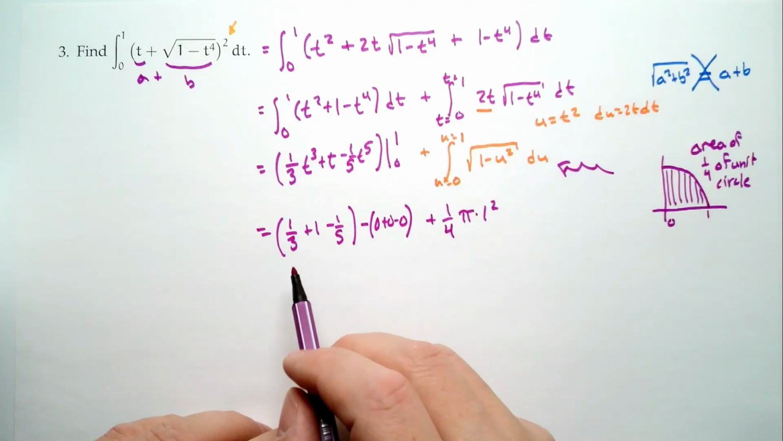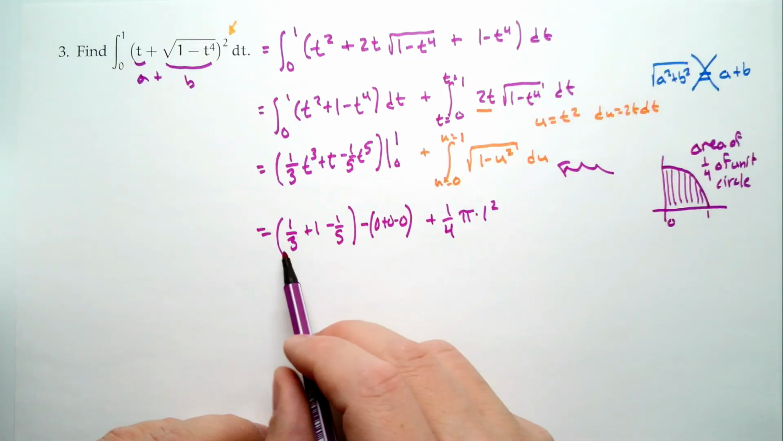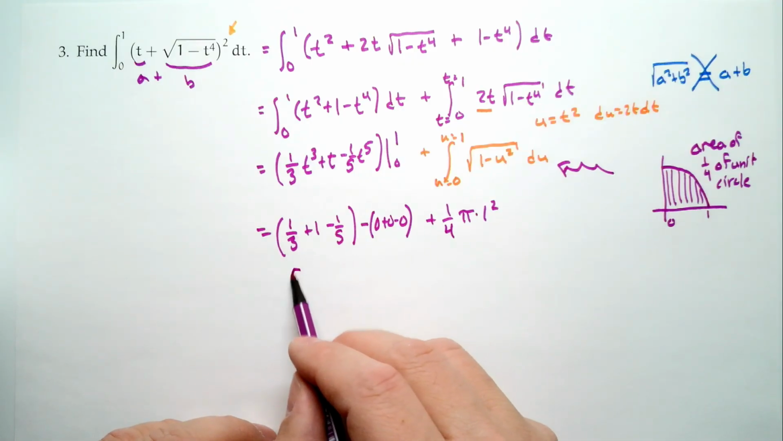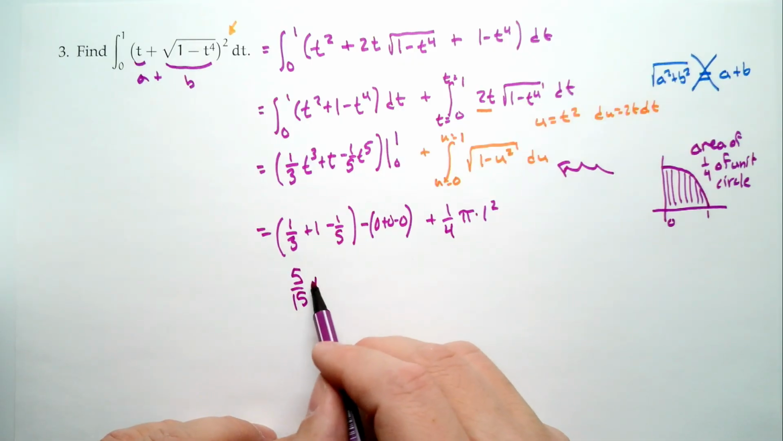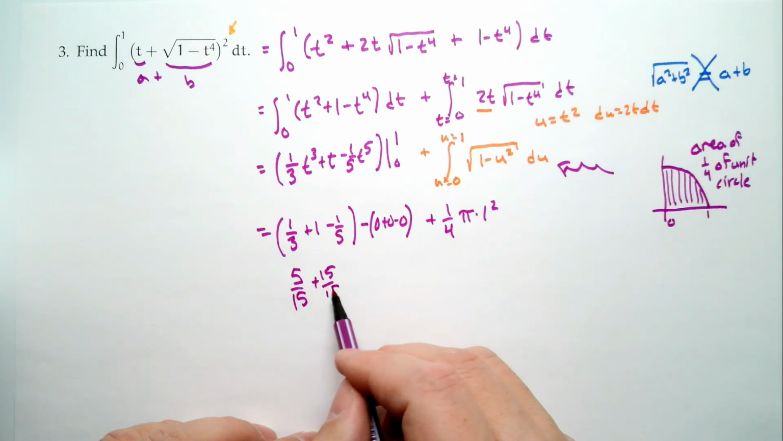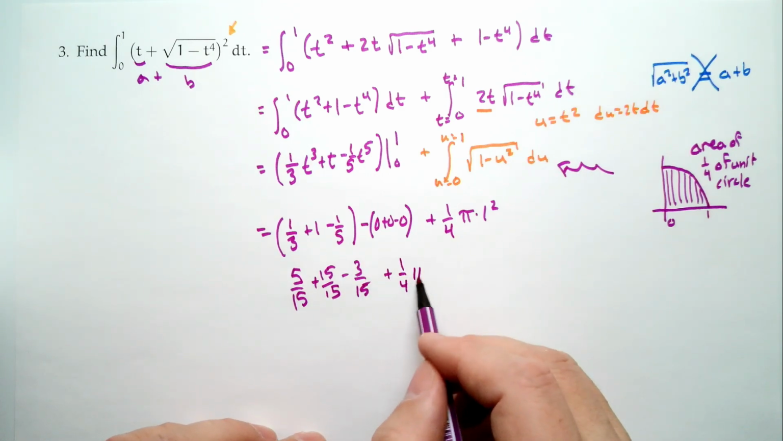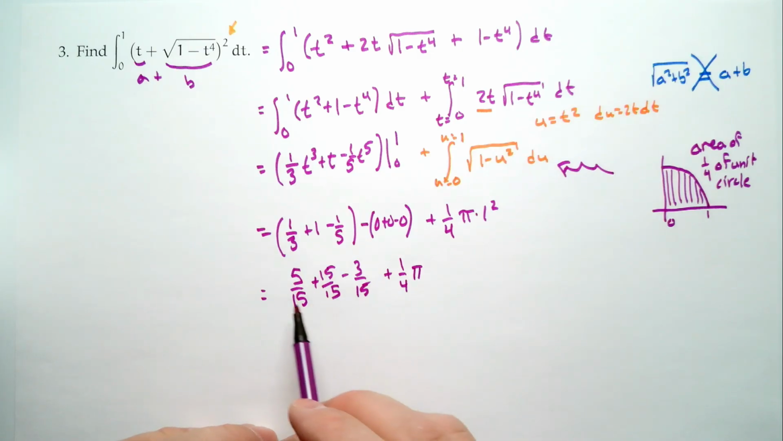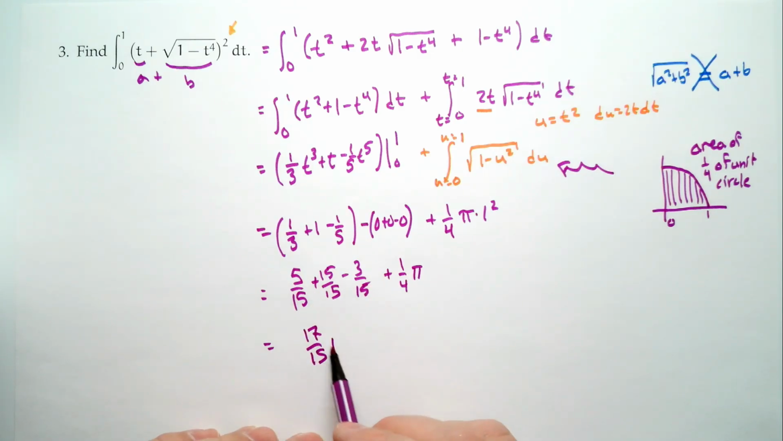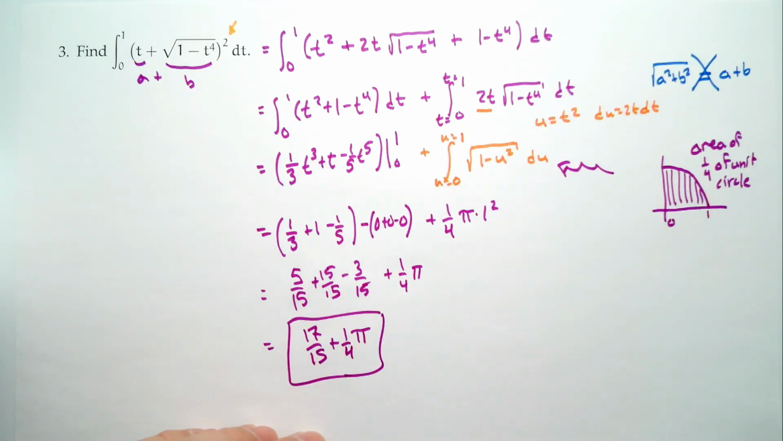Well, let's go ahead and finish up. Common denominator here would be 15, so you have 5 over 15 plus 15 over 15 minus 3 over 15 plus 1/4 pi. And that would be 20 minus 3 gives you 17 over 15 plus 1/4 pi. And there's our answer.